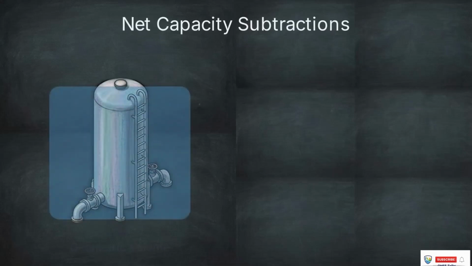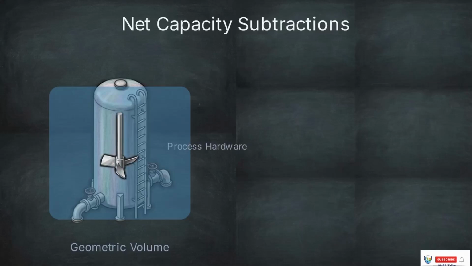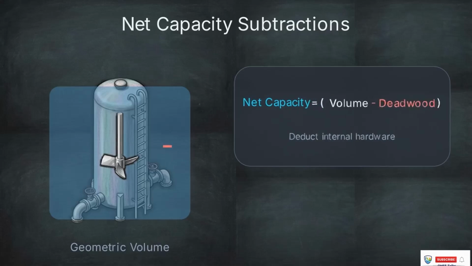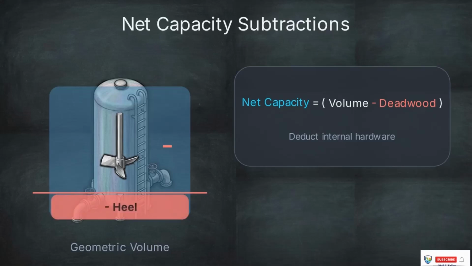Outside in the tank farm, we face a different set of physical deductions. This schematic shows a vessel's geometric capacity, but the internal space is occupied by process hardware, pipes, heating coils, and agitators. To find the true net capacity, we apply a specific sequence of subtractions. First, we subtract the deadwood, the volume physically displaced by the internal hardware. Next, we subtract the heel.